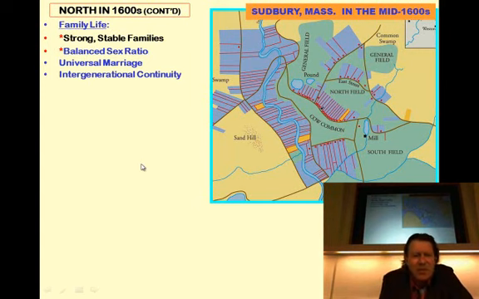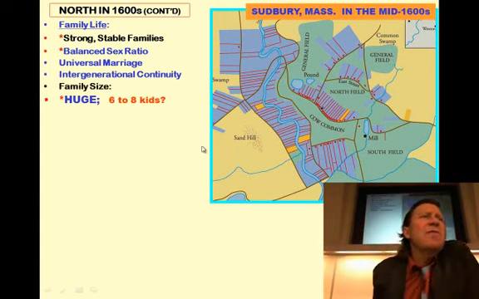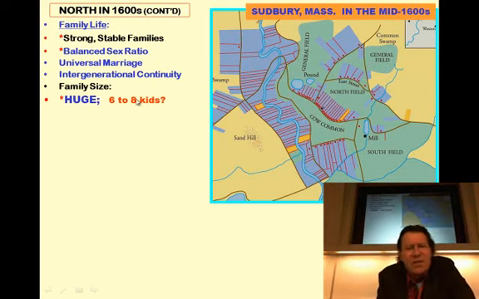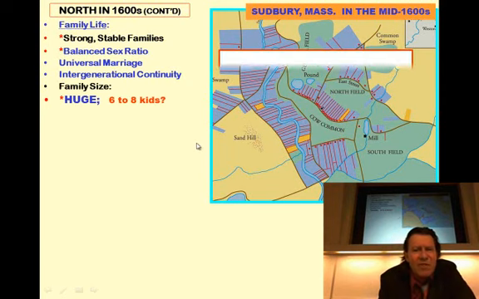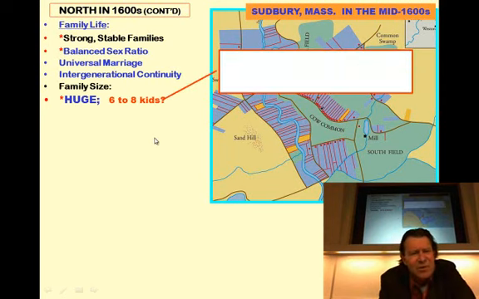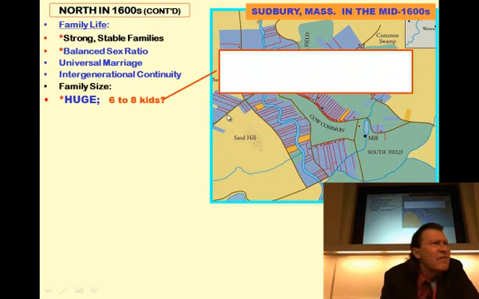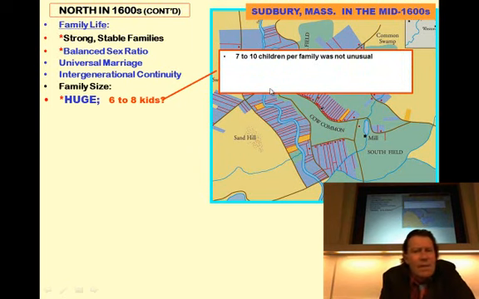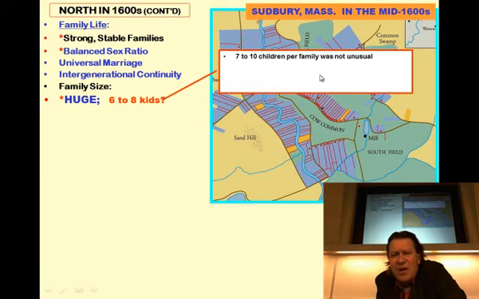Things that were impossible in the South. Family size was enormous. Your typical family produced 6 to 8 kids, and that's the information I want you to have. Now, your book will make reference to families that have more than that as being quite normal, and that's true, but you stay with 6 to 8. And that's plenty enough, isn't it? 7 to 10 children per family was not unusual.